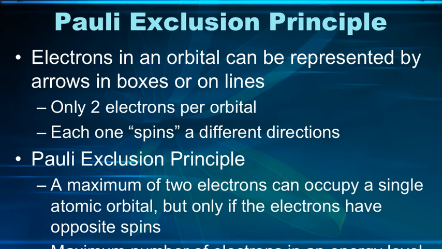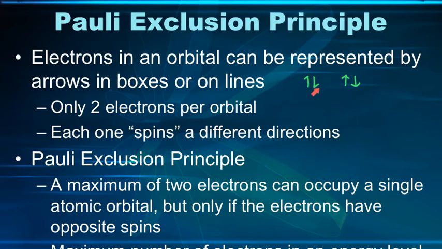So the second one we need to talk about here in terms of electrons and their rules is the Pauli exclusion principle. Let's start by saying that electrons in an orbital can be represented by arrows and boxes or on lines. Generally, they look like half arrows pointing up or half arrows pointing down. Sometimes you'll see people write them with a double-headed arrow, but most frequently you'll see half arrows drawn. Each orbital can only have 2 electrons as a max, and each one spins in a different direction. One spins with a positive spin and one with a negative spin, plus 1/2 or minus 1/2 technically.